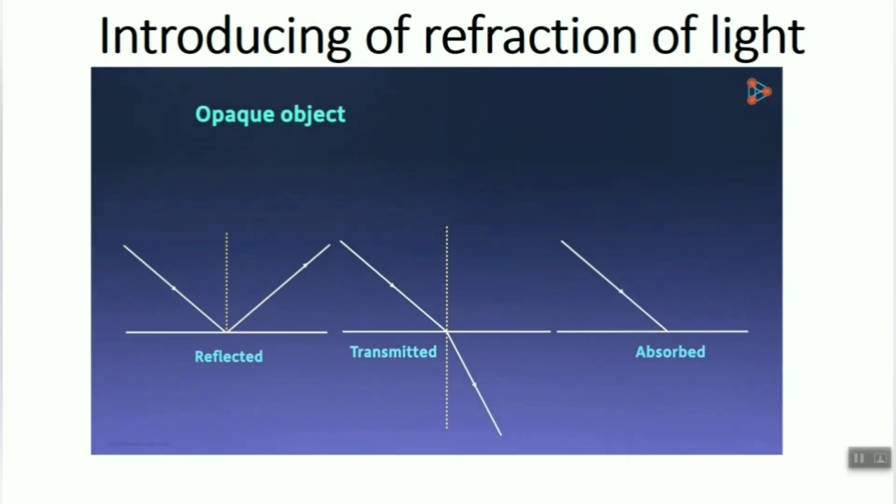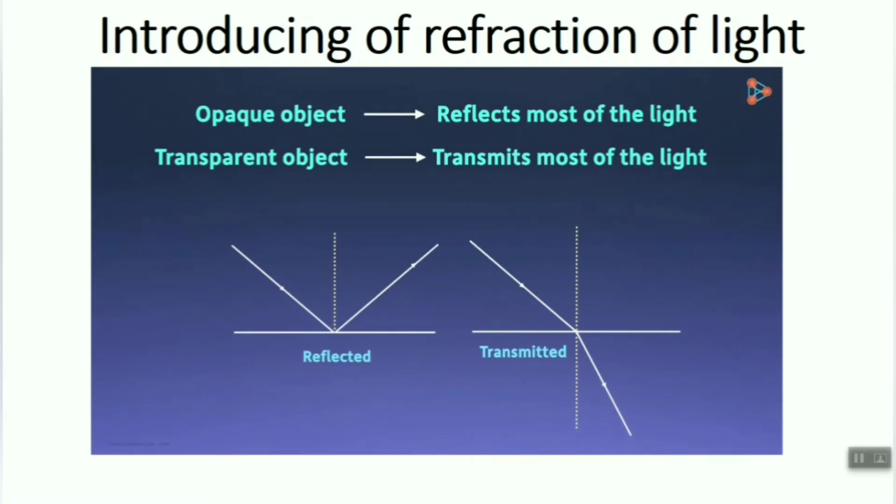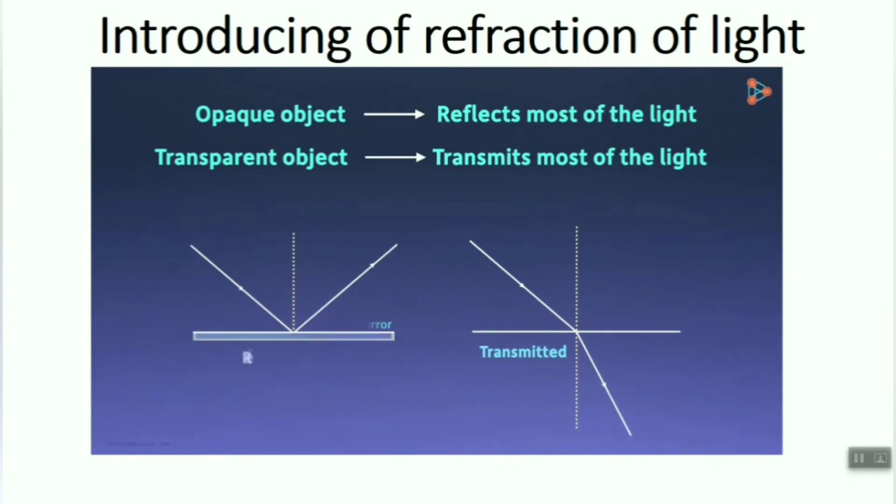The amount of light reflected, absorbed or transmitted depends on the material that the object is made up of. If an object is opaque, then it will absorb and or reflect most of the light back. If it's transparent, more light will be transmitted. Can you think of examples for these two? The surface of a mirror is shiny and opaque, and most of the light rays are reflected from it. On the other hand, glass is an example of a transparent object. It will transmit most of the light.